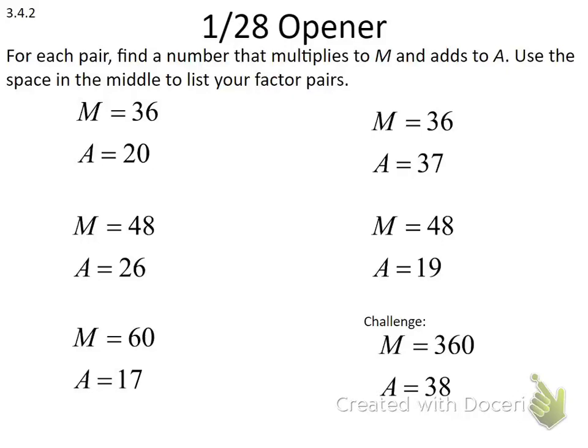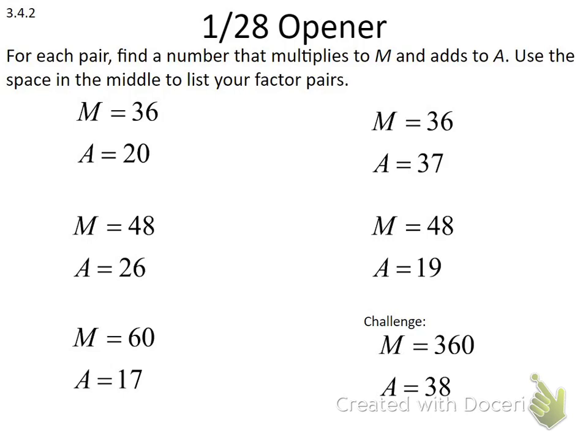Okay, so the directions say for each pair, find a number that multiplies to m, then adds to a. We're going to use a space in the middle to list our factor pairs. So this is what we did yesterday. This is a lesson that we did yesterday. We're going to need to know this information for today's lesson.